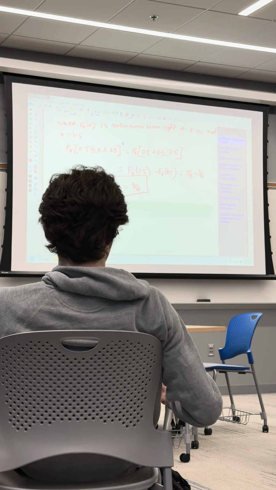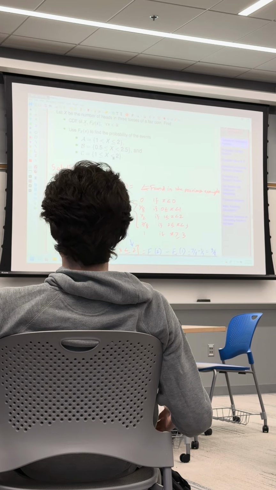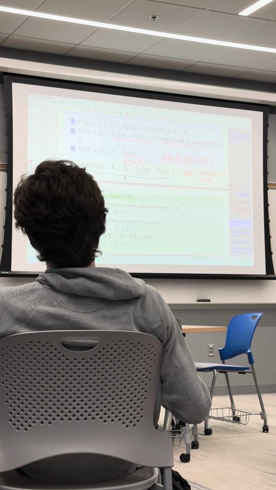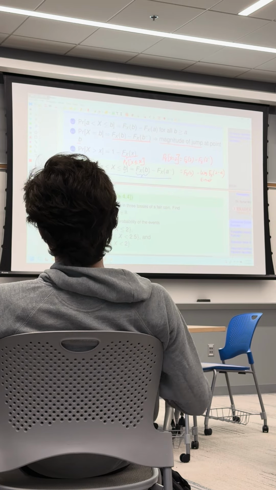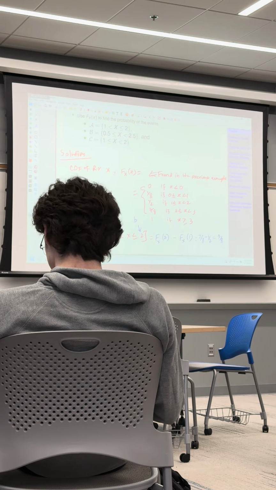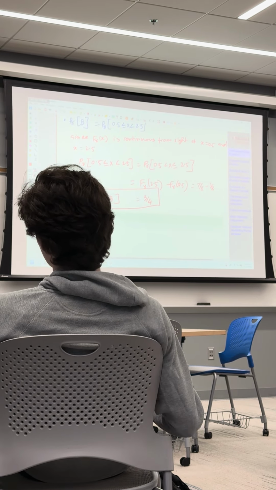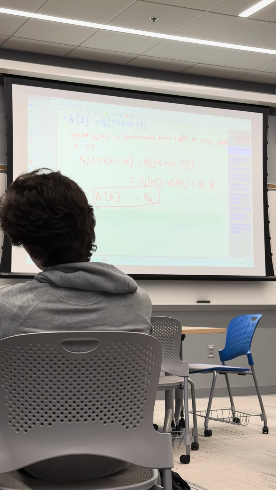We need to find the probability of C, which will utilize this formula as well. That is a bit more challenging. That's the solution. Let's find the probability of C in our next class.